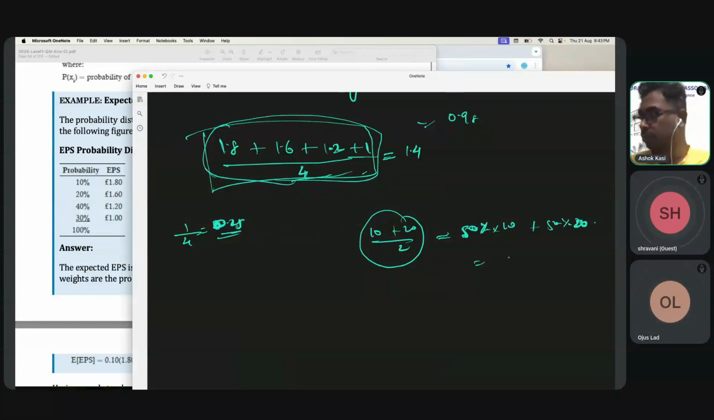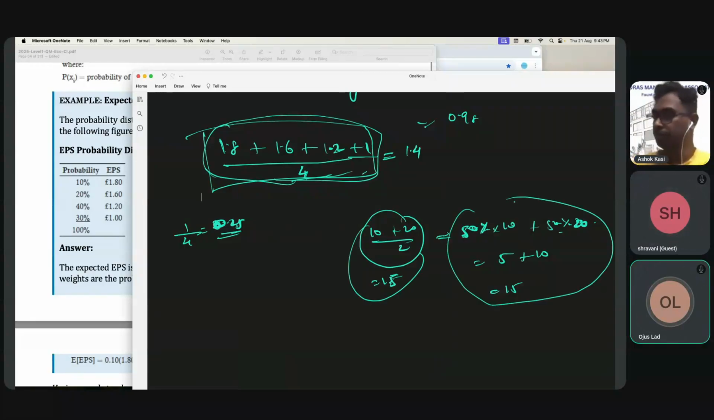Calculate. 5 plus 10, 15. This is what I would have got here as well. Yeah, 15. So this is a weighted average, no? Equal weighted average. So when we say without weight, we are actually giving equal weight.